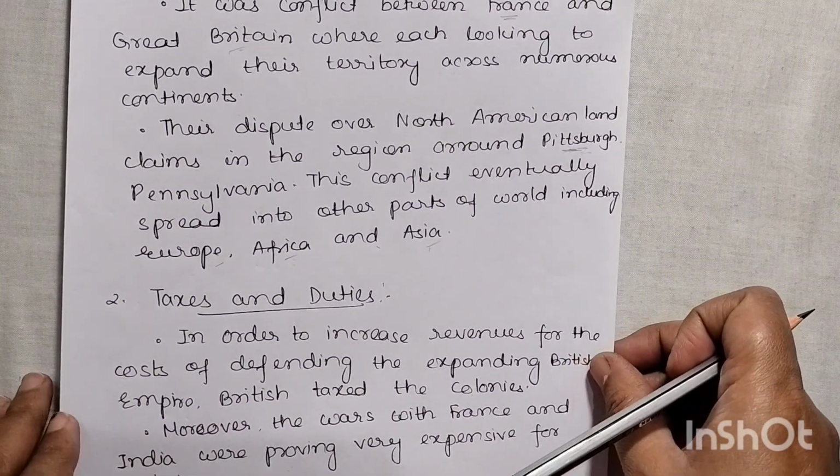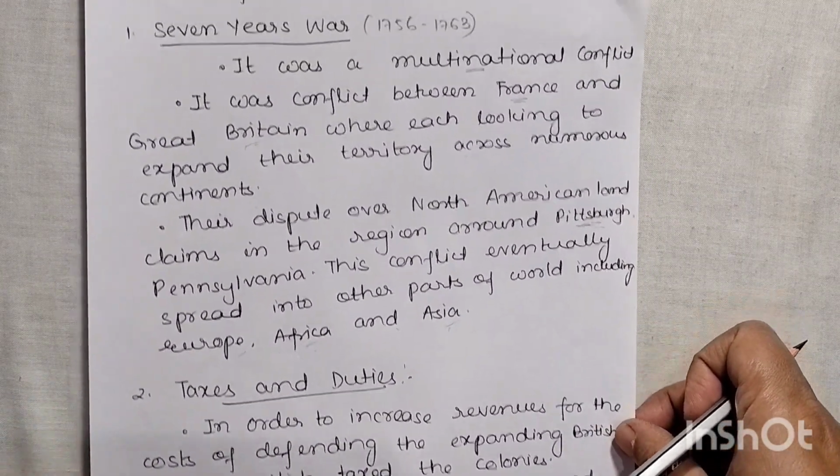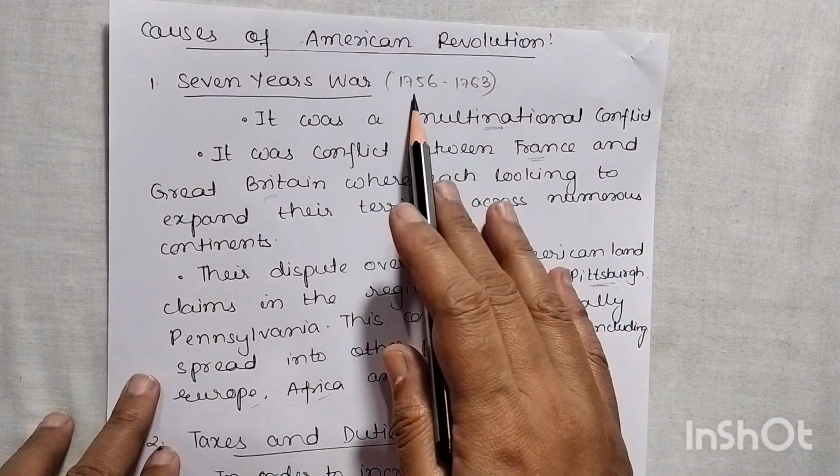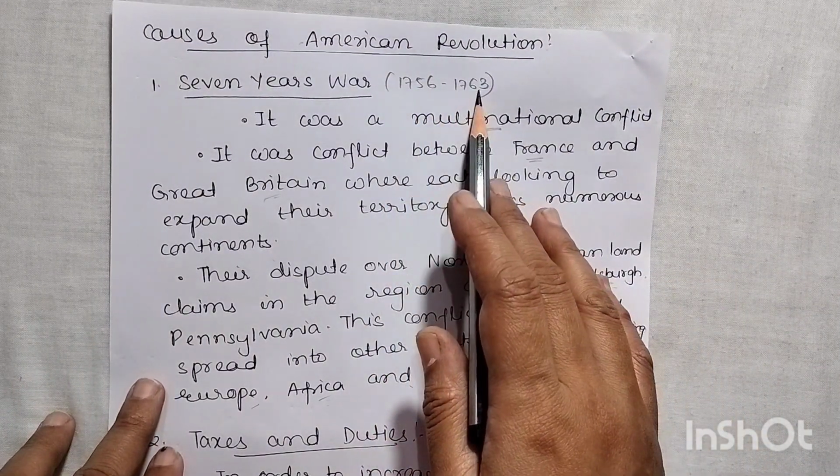See here, the causes of the American Revolution. The first one is the Seven Years' War that went on between 1756 and 1763.